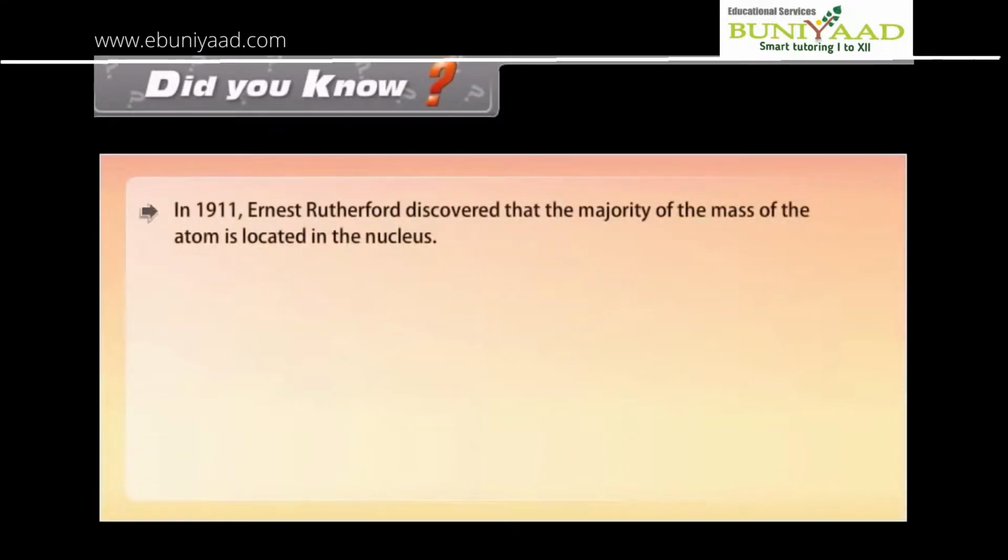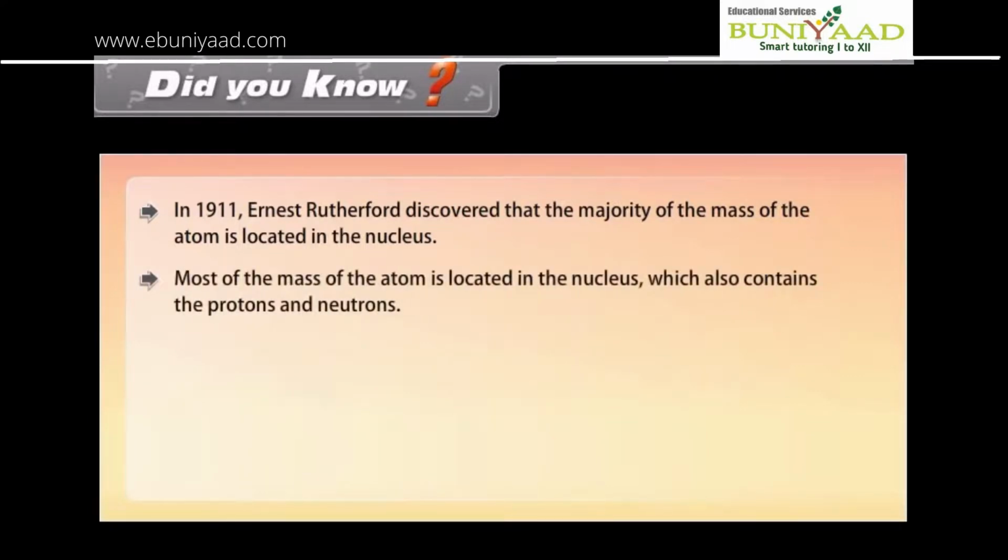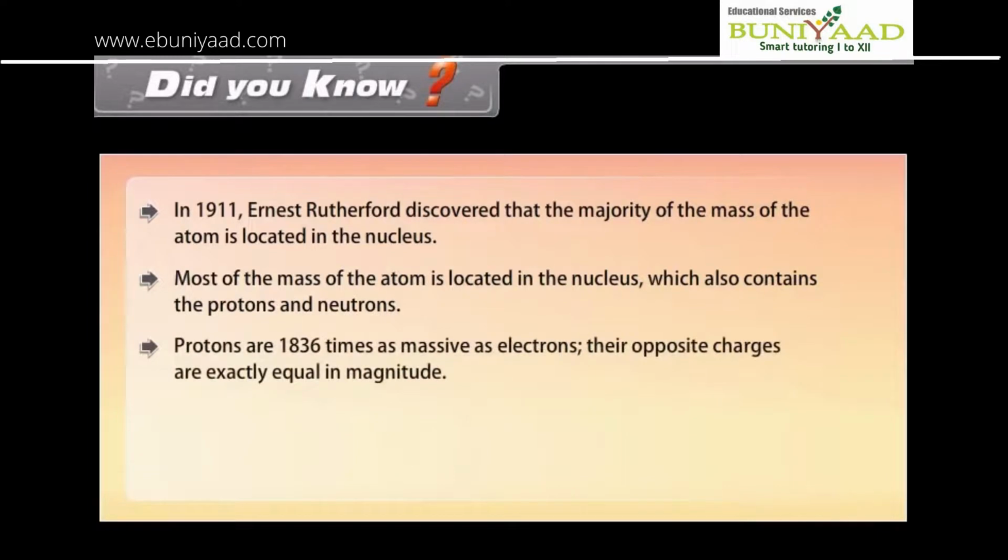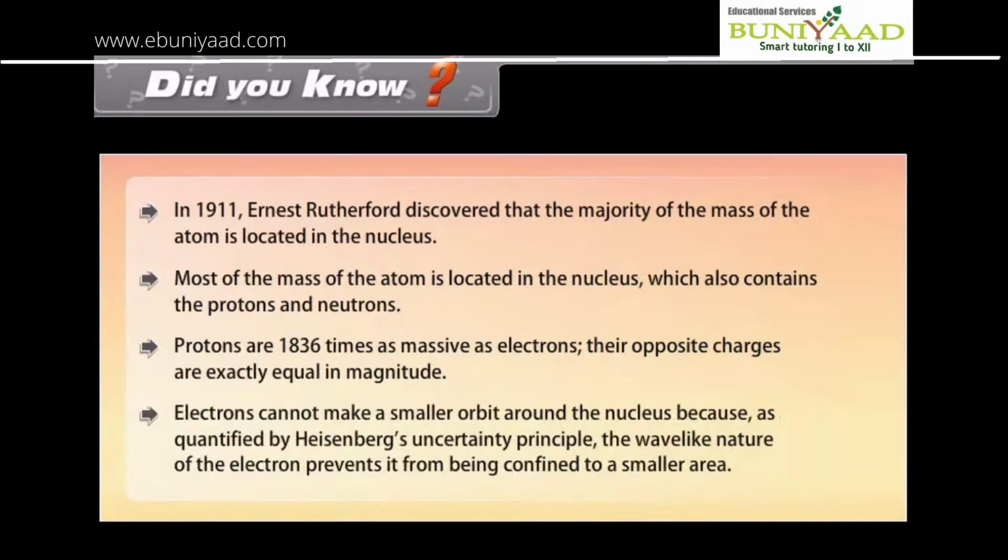Did you know, in 1911, Ernest Rutherford discovered that the majority of the mass of the atom is located in the nucleus. Most of the mass of the atom is located in the nucleus, which also contains the protons and neutrons. Protons are 1836 times as massive as electrons. Their charges are exactly equal in magnitude. Electrons cannot make a smaller orbit around the nucleus because, as quantified by Heisenberg's uncertainty principle, the wave-like nature of the electron prevents it from being confined to a smaller area.